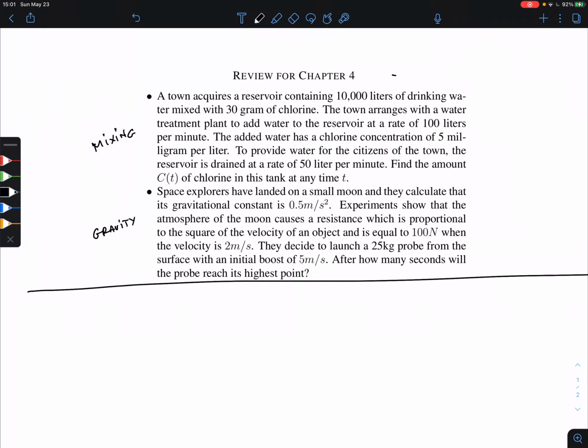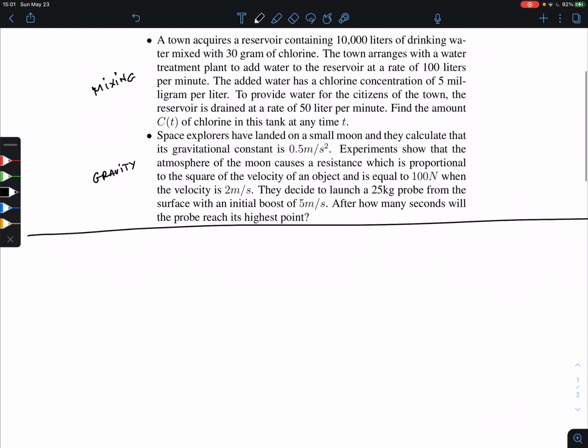That water is treated also with chlorine, and the concentration there is 5 milligrams per liter. On the other hand, of course, they want to give the water to the townspeople, so they drain it at a rate of 50 liters per minute, the mixture. We're assuming that the whole thing is always constantly mixed. The question is, find the amount C(t) of chlorine in this tank at any time t. So we were looking for C. And what do we know?